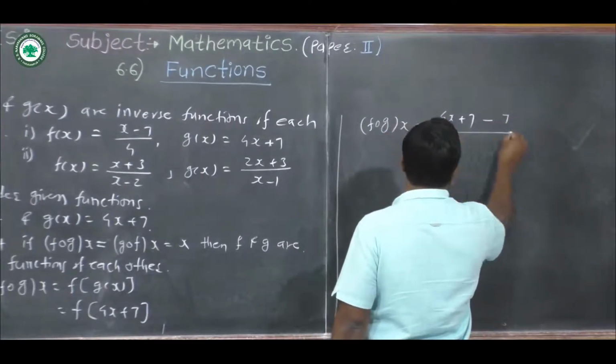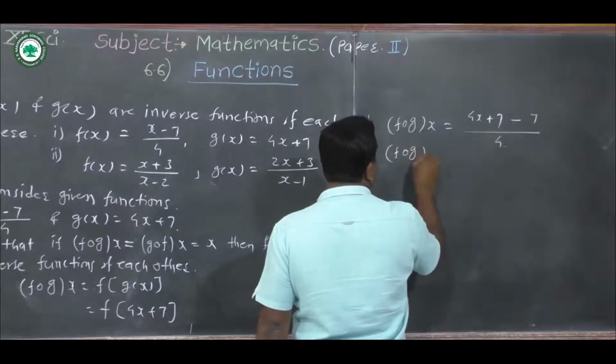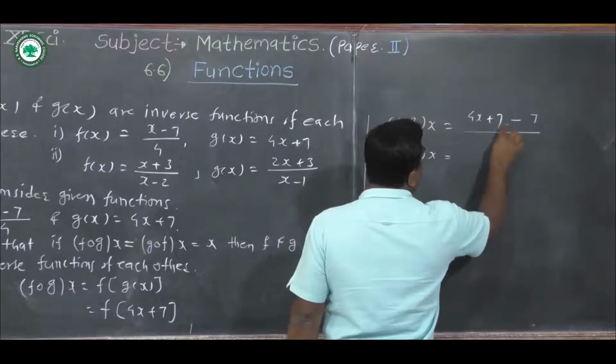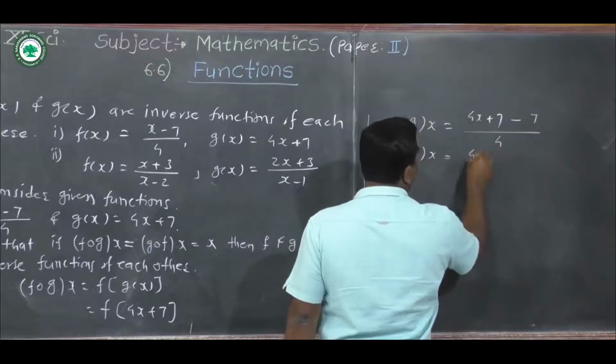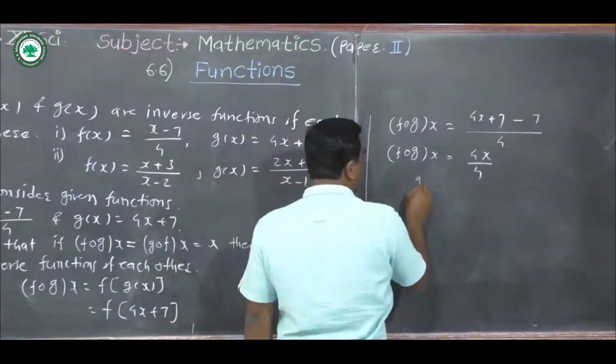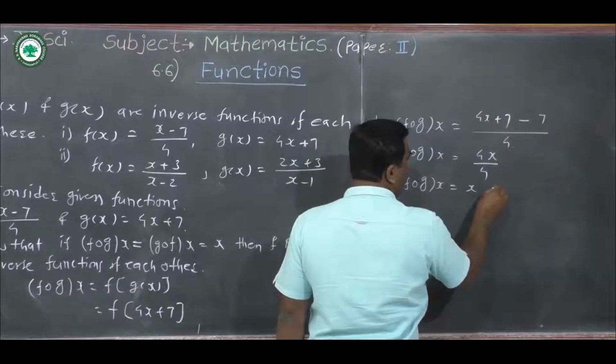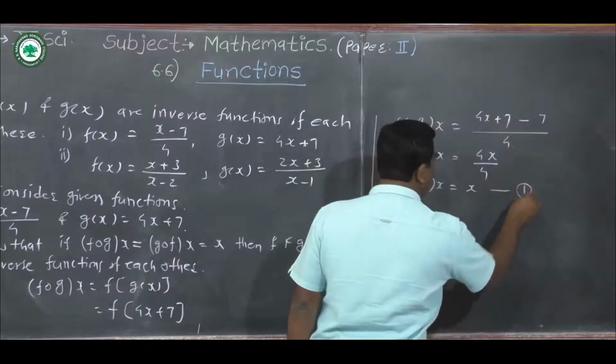upon 4. That is g composite with f on x is equal to, 7 plus 7 minus 7 cancel out, 4x upon 4. That is g composite with f on x is equal to x only. Say this as equation number 1.